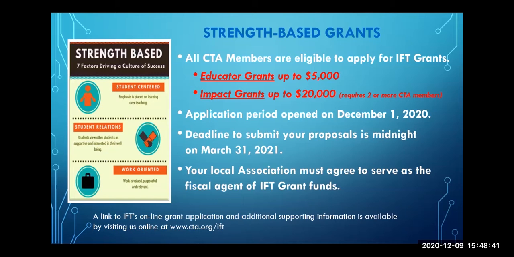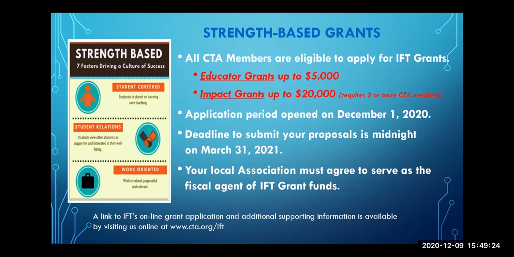The application period just opened on December 1st, and the deadline to submit your proposal is midnight, March 31st, 2021. So we've got about a 4-month window to get these submitted. Keep in mind, you do not want to wait until the last minute on March 31st, because if you have any issues or need any answers, you won't have anyone to reach out to who might be able to help if you're having trouble uploading something. Once they close that application window, it's closed. So please make sure that you think ahead.